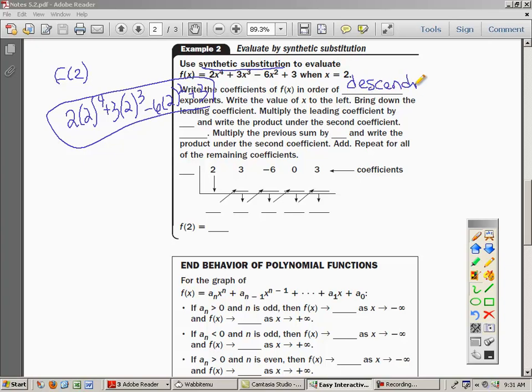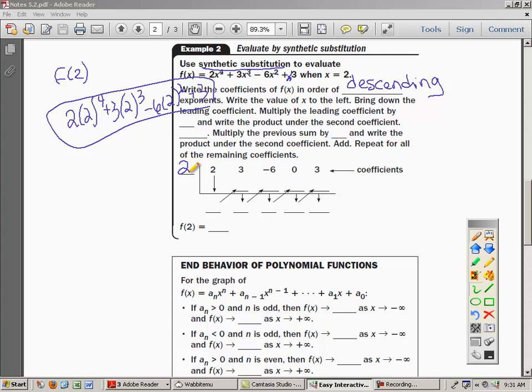Okay, so if it's not in standard form... this one happens to be, because it goes 4th, 3rd, 2nd, and then there is no x to the 1st. And so it does go highest to lowest. All right, so we're going to write them in descending order. Write the value of x to the left. So the value of x that we want in this case is 2.